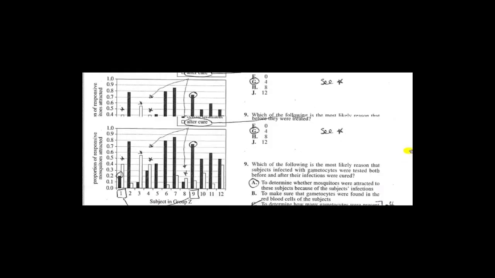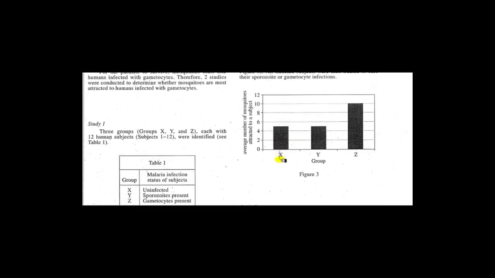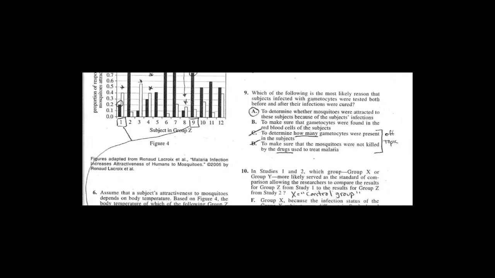Let's go ahead, jump on in and see why A is wrong. A says yes, on average, more mosquitoes were attracted to subjects from group X. You remember from the bar graph on the previous page that that is not a true statement. Here is X right here, and you see that bar graph Z, which is the gamocytes, is considerably higher over here, so that answer choice is false.